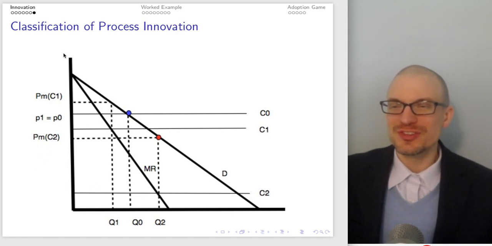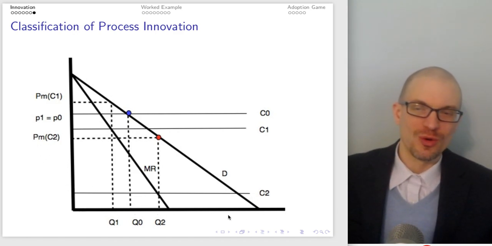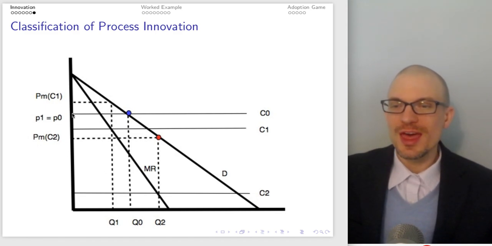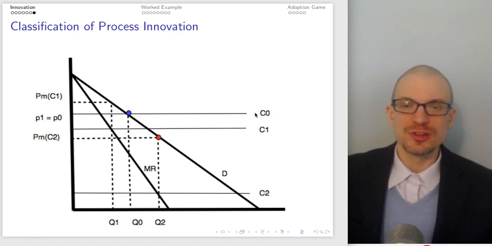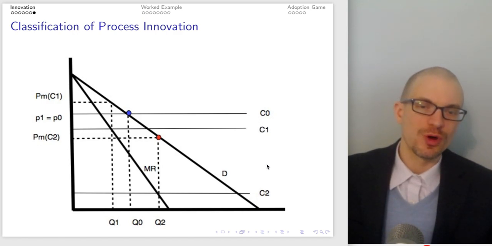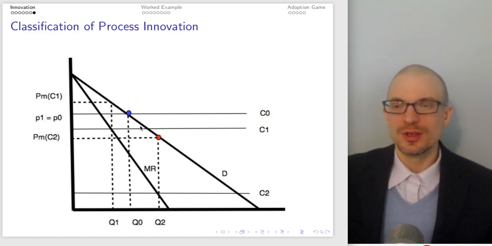The price is on the vertical axis. The quantity is on the horizontal axis. Initially, everybody has cost C0. The small innovation lowers one firm's cost to C1. The large innovation lowers one firm's cost to C2.